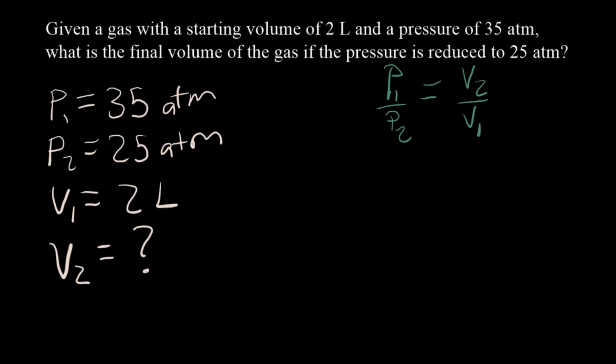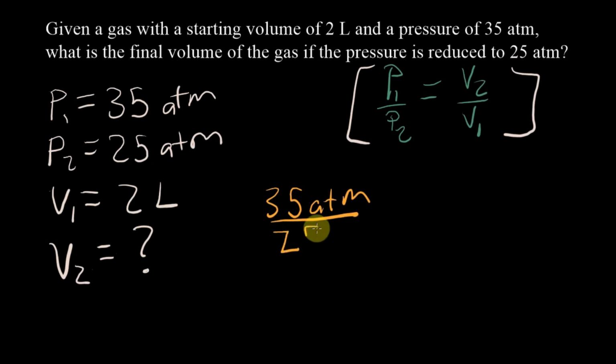Okay? So when we set this up with the equation used here, we are going to get 35 atmospheres divided by 25 is equal to our V2 over 2 liters.